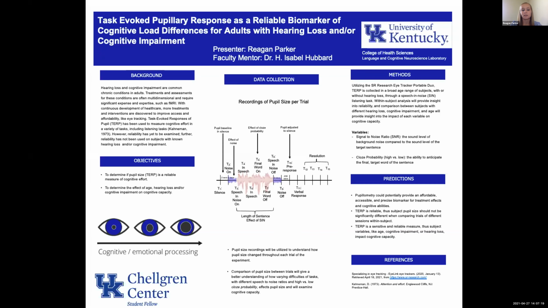In our investigation, there are two primary variables being manipulated between trials. In each trial, there is a sentence presented in varying background noise levels, and the participant is asked to repeat the final word of the sentence. Signal-to-noise ratio was manipulated between trials, and it is the sound level of background noise compared to the sound level of the target sentence. For example, a high SNR would essentially be comparable to trying to understand me in a crowded cafeteria, whereas a low SNR would be comparable to listening to me speak in a library where there is little background noise.